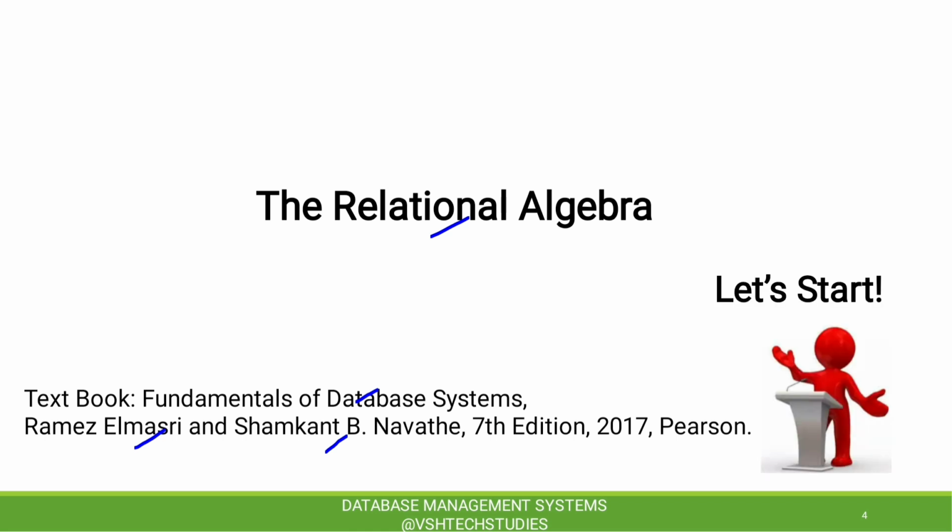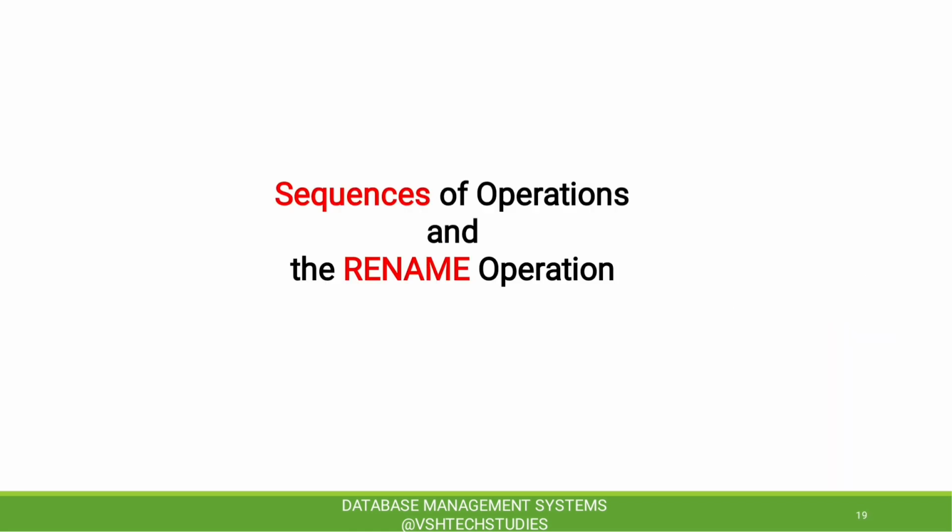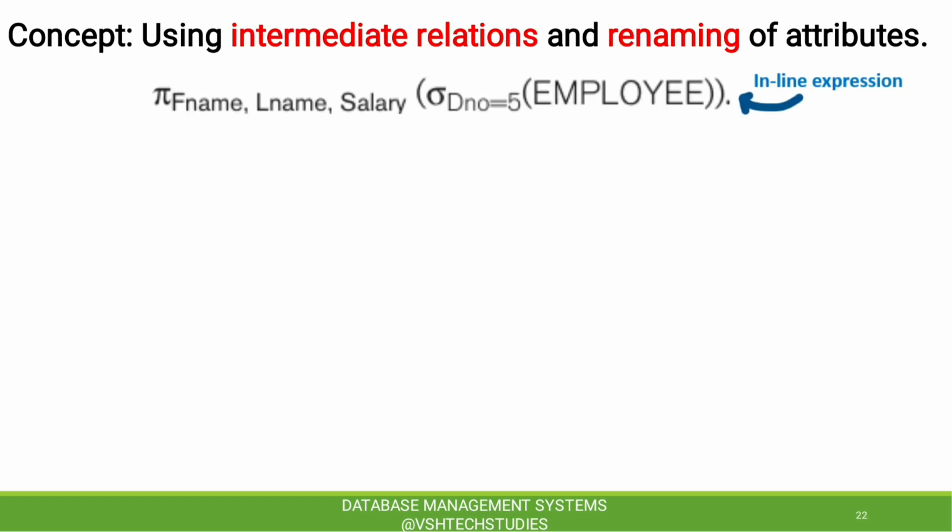Let's start the session. In the last two sessions we have discussed select and project operations of relational algebra in DBMS. And today we shall discuss sequences of operations which involve both select and project operations, along with the rename operation. When we are discussing multiple operations in relational algebraic expressions, we should know what an inline expression is, and what expressions with intermediate relations and renaming of attributes are.